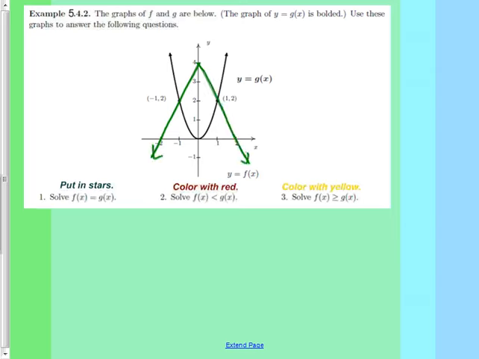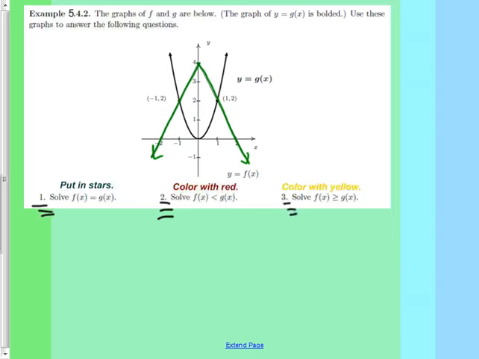Would you please answer, where is f of x equal to g of x? Be careful. Be careful how you say that. And then, where is f of x less than g of x? And where is f of x greater than g of x? I'd like you to go ahead and color them in with red and with yellow and put in stars, but I want the actual answers. How would you answer it?